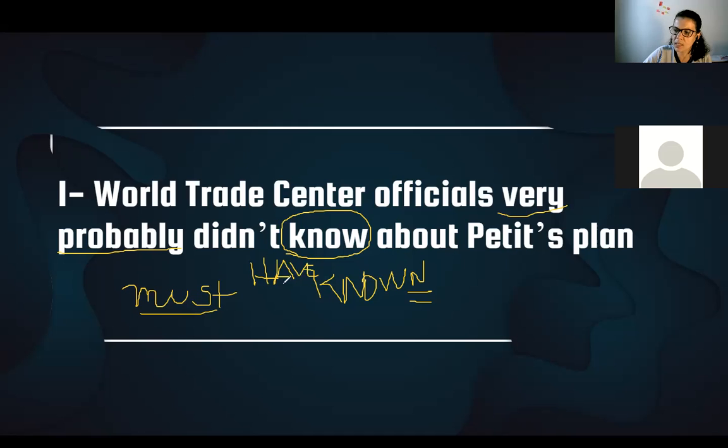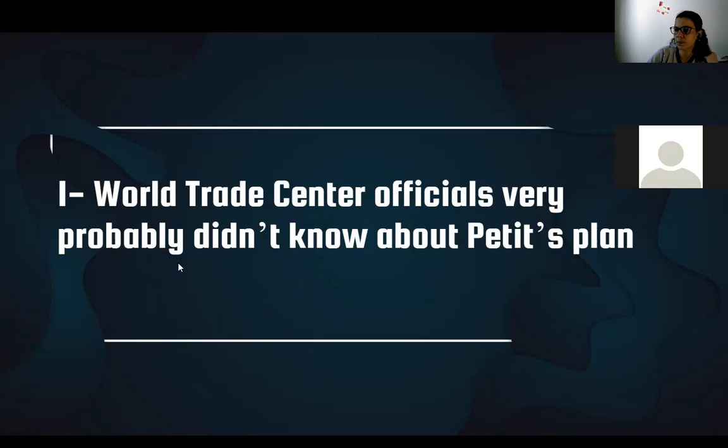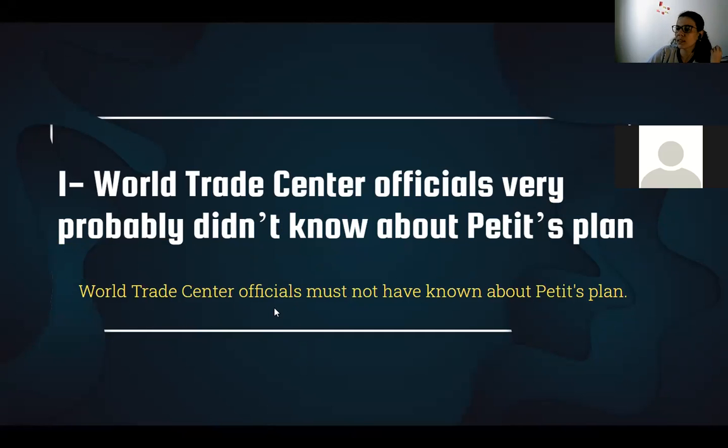Is this what you think, Maria? Yes. Okay. Gustavo, you are on the way. You are doing great, but you need to write the whole sentence. So let's see how it goes. World Trade Center officials must not have known about Petit's plan. You're right, Maria.